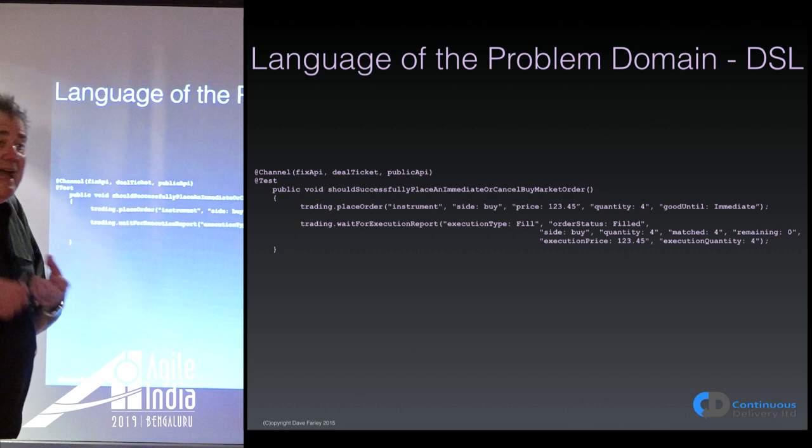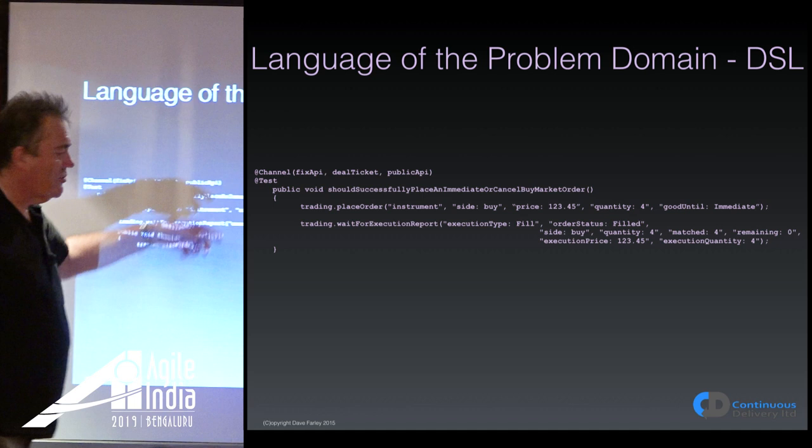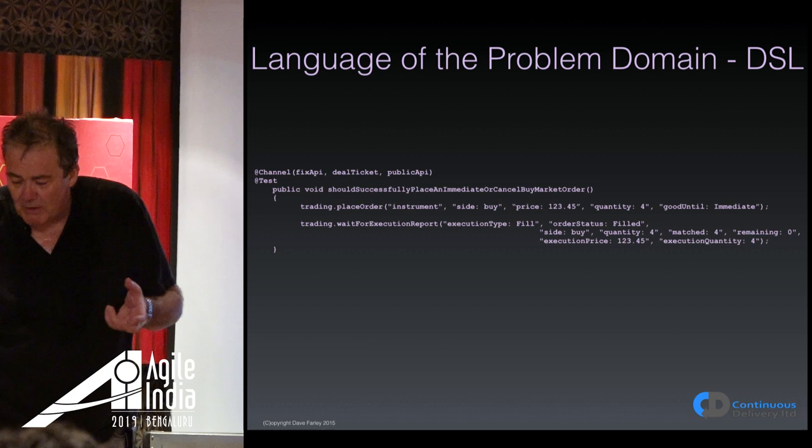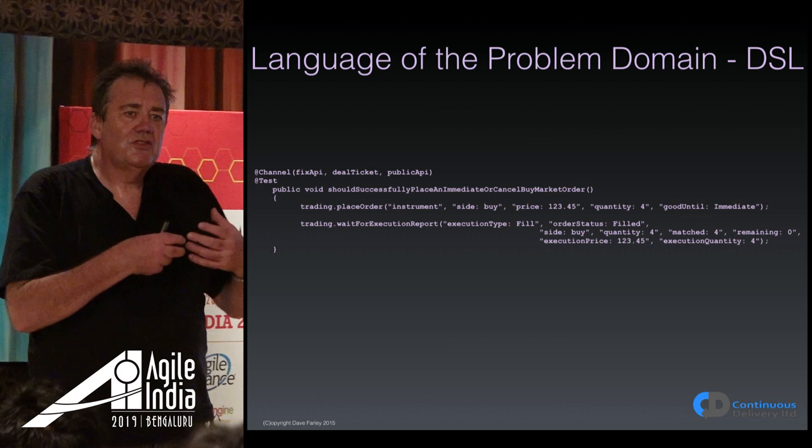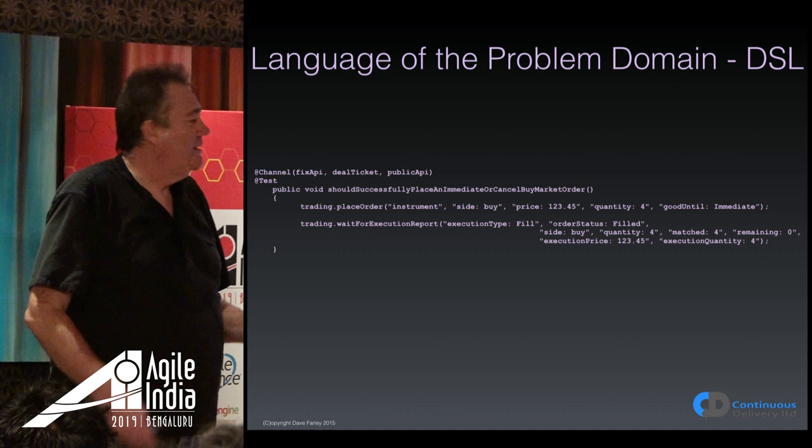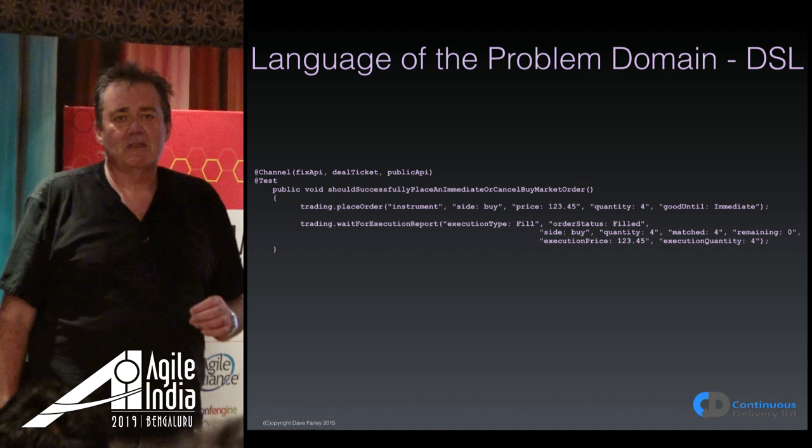At runtime, the test infrastructure would say, okay, this has got these three channels, so I'll run this three times. First time I'm going to plug in the translator for the FIX API, next time I'm going to plug in the translator for the deal ticket, and so on. This is just a sort of demo, you might not have this problem, but it demonstrates the level of abstraction. These test cases care nothing about how the system works, they only care about what the system's supposed to do.